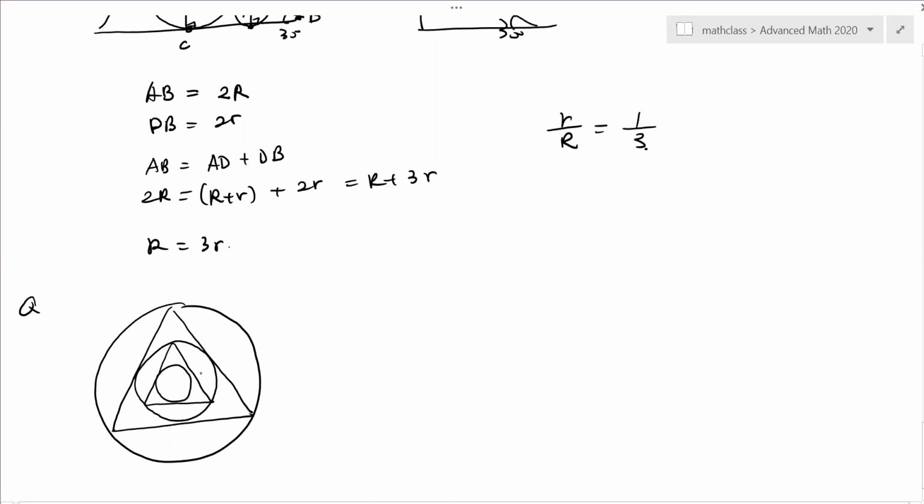And the circle is getting smaller. So the circles are labeled by C1, C2. That's circle C1, that's circle C2, that's circle C3.